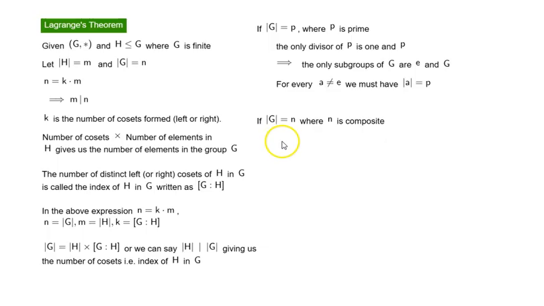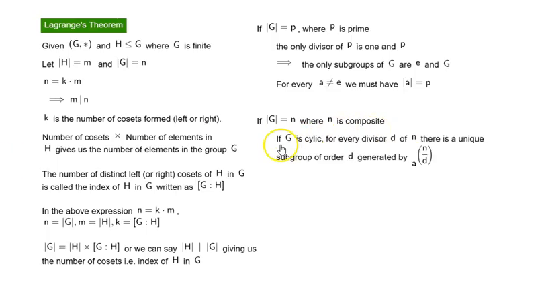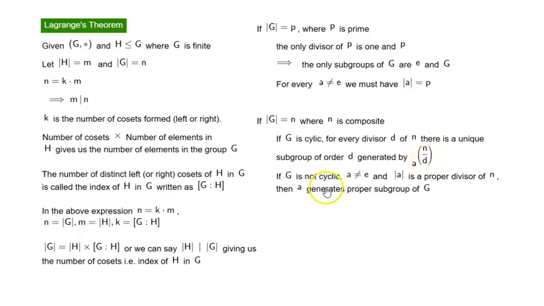Now, if the order of G is equal to N, where N is composite, and if G is cyclic, for every divisor D of N, there is a unique subgroup of order D generated by A to the power of N by D. If G is not cyclic, A is not equal to E, and the order of A is a proper divisor of N, then A generates a proper subgroup of G. So let's look at some examples to understand this.